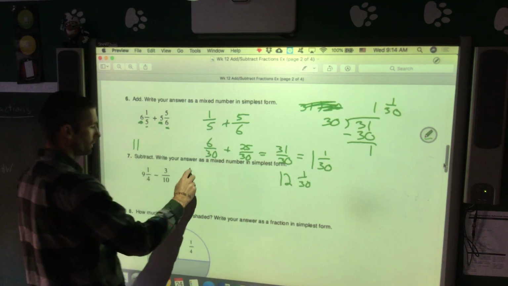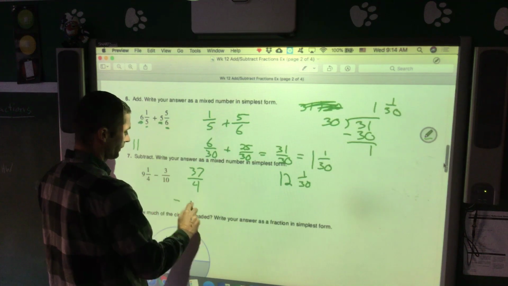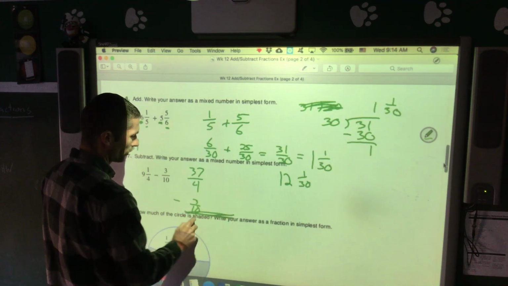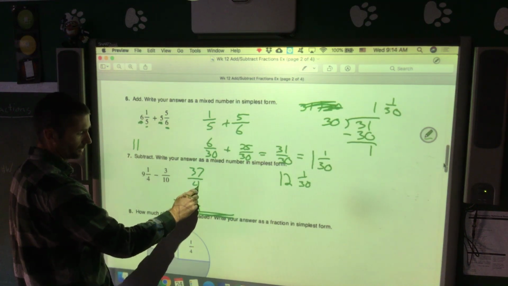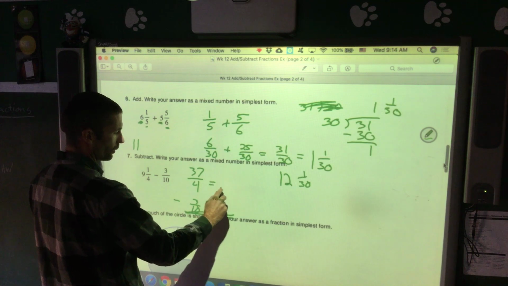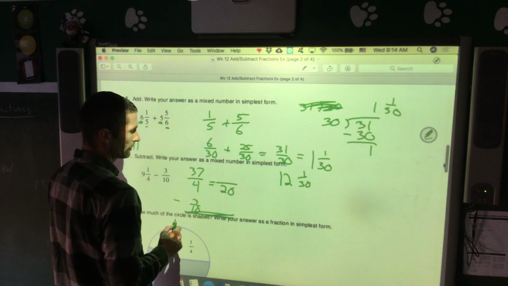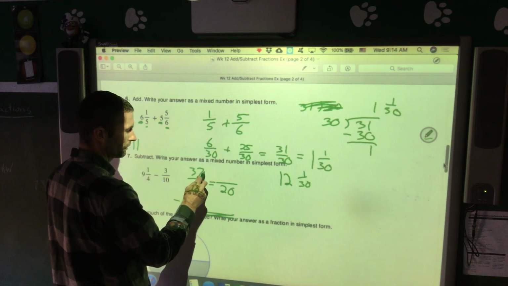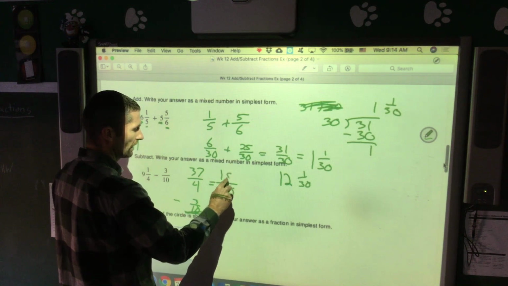36 plus 1 is 37/4, minus 3/10. Find a common denominator. Our quickest common denominator would be 40. Our least common denominator would be 20. So let's use 20. Times 5. 37 times 5 is a little more difficult. 5 times 30 is 150. 5 times 7 is 35. 150 plus 35 is 185.